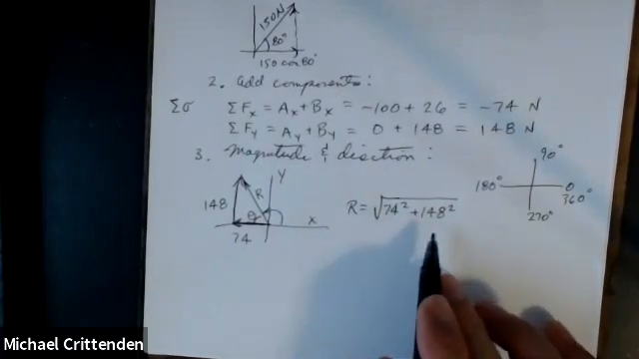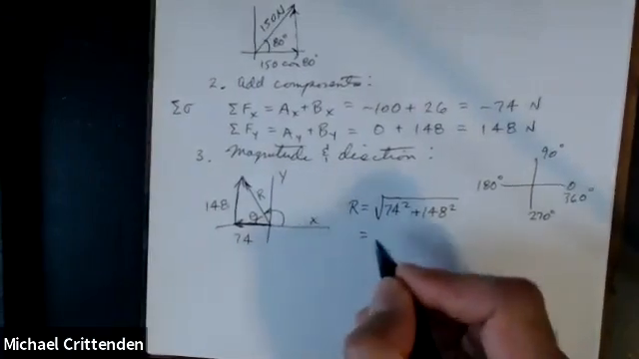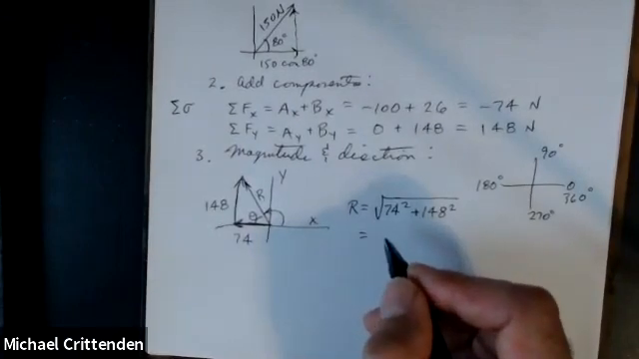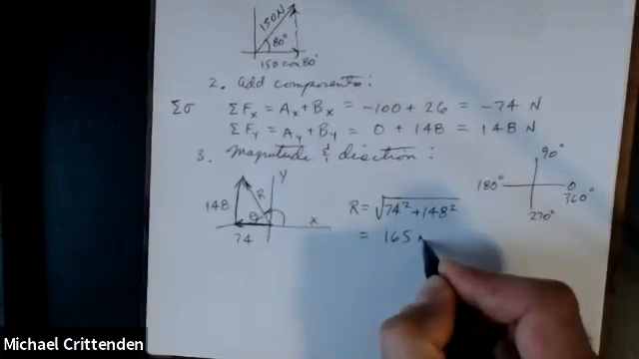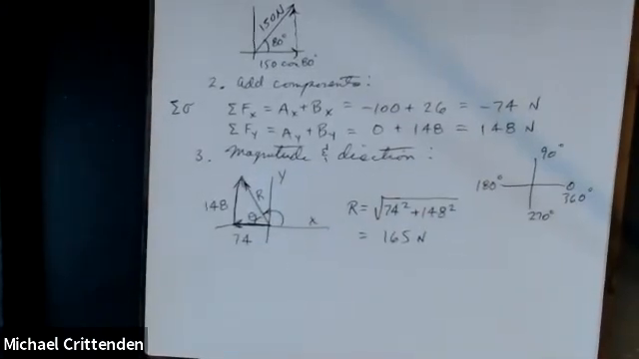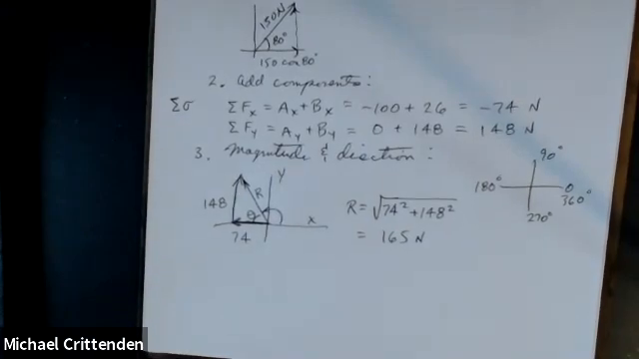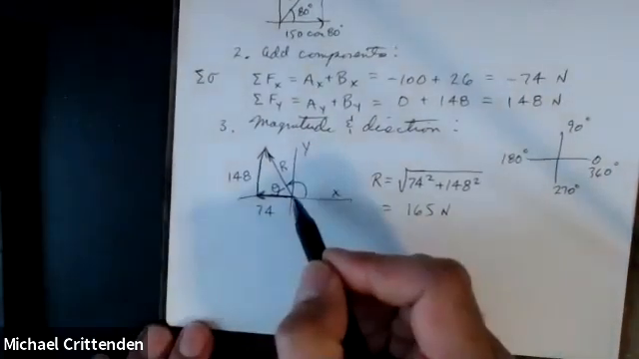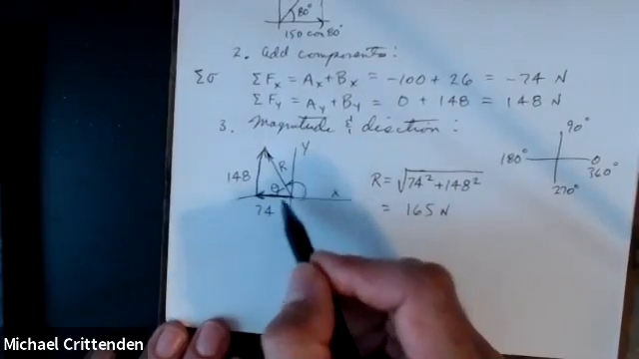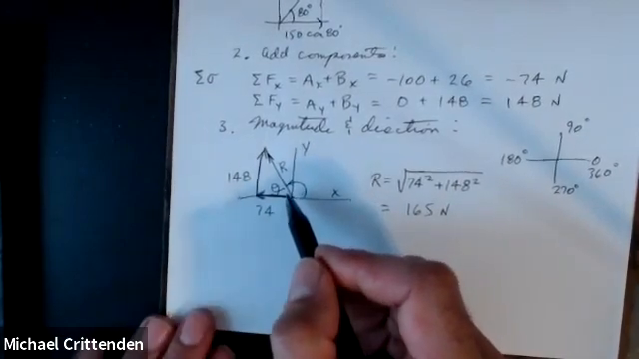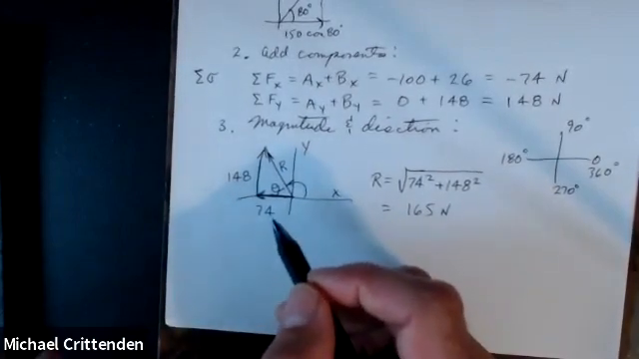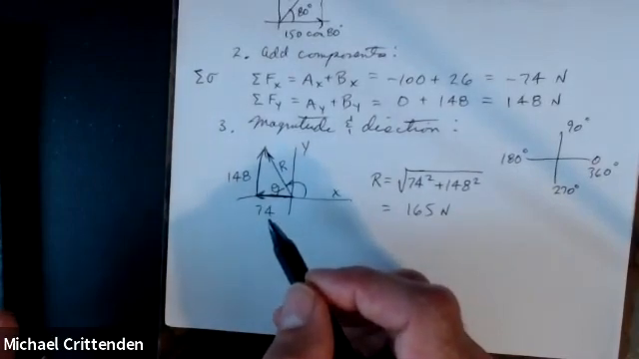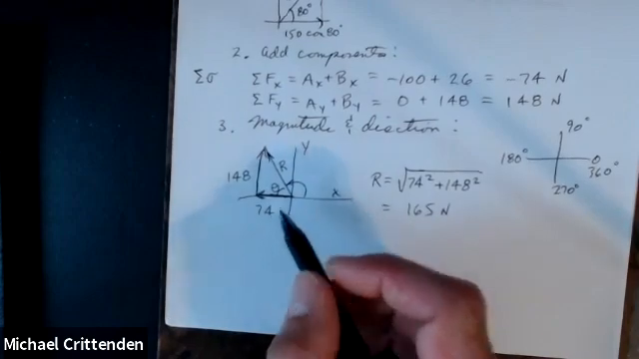So you square, you add, you take the square root, and you should have gotten 165 for that. As for the direction, there are different ways of looking at it, but I like to work with acute angles. I want an angle that's actually inside the triangle so that I can start with the definitions of the trig functions and figure things out based on that.